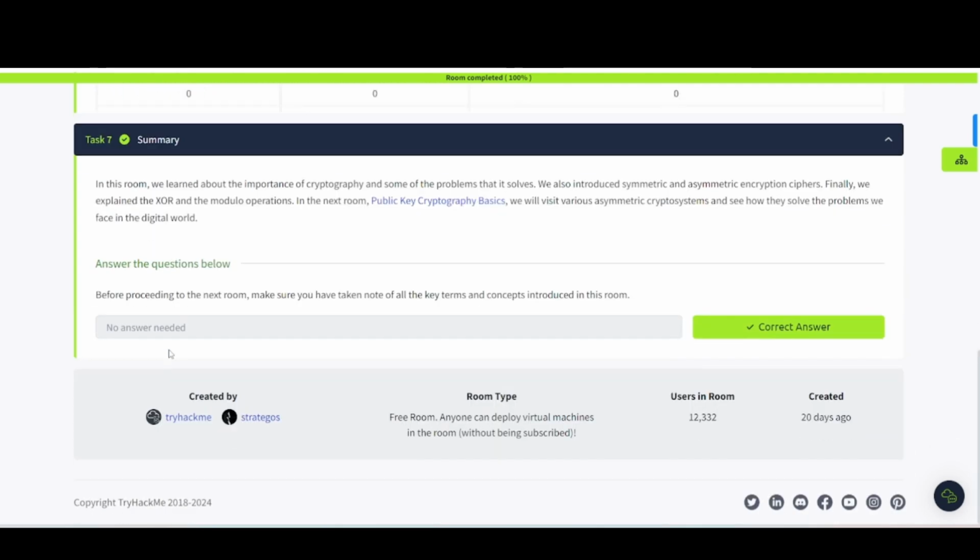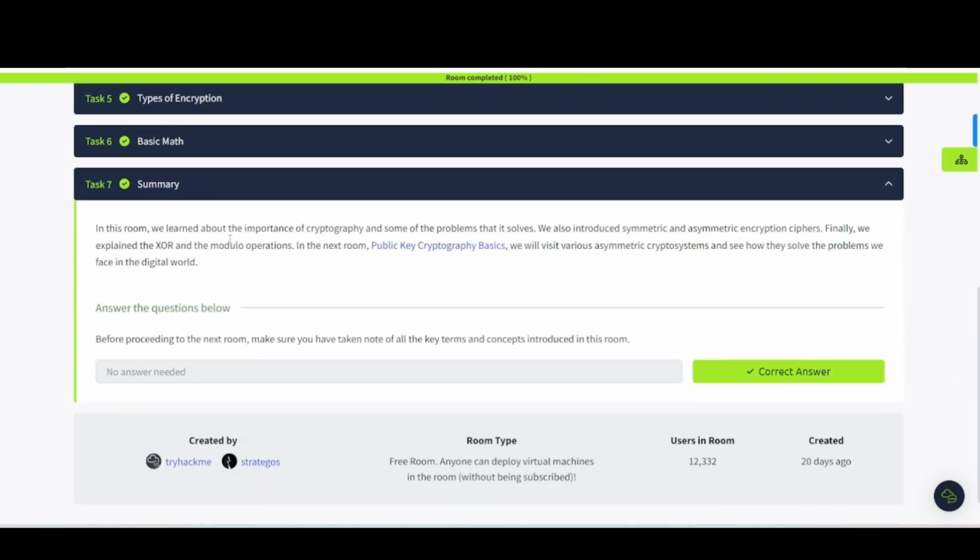Task number 7, summary. So we're going to close out here. In this room, we learned about the importance of cryptography and some of the problems that it solves. We also introduced symmetric and asymmetric encryption ciphers. Finally, we explained the XOR and modulo operations. In the next room, public key cryptography basics, we will visit various asymmetric crypto systems and see how they solve the problems we face in the digital world. Before proceeding to the next room, make sure you have taken note of all the key terms and concepts introduced in this room.